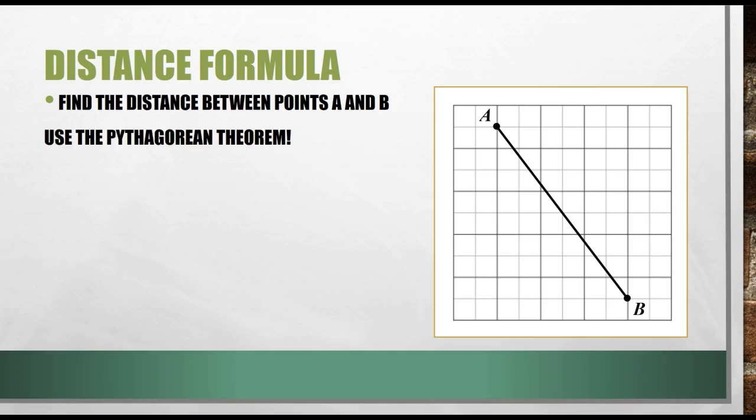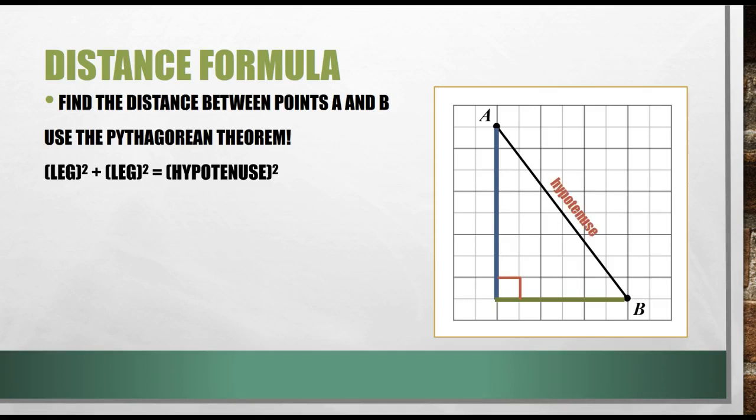And what we're going to do is use the Pythagorean theorem. So you might be wondering, if we're going to use the Pythagorean theorem, where is our right triangle? Well, if we look at those vertical and horizontal distances, we have created a right triangle. So our Pythagorean theorem would be leg squared plus leg squared equals hypotenuse squared. And the length that we are looking for is the hypotenuse.